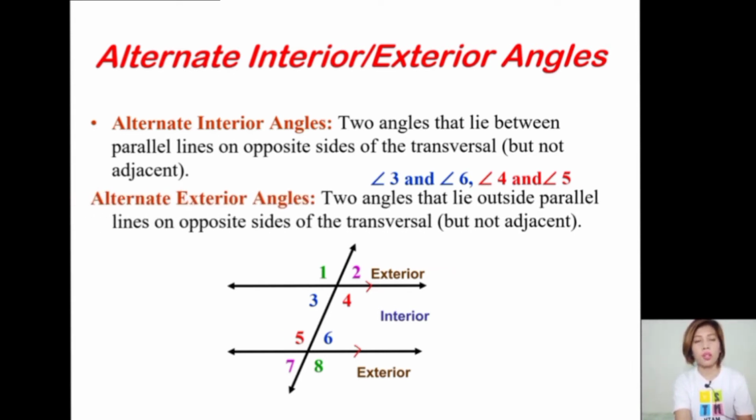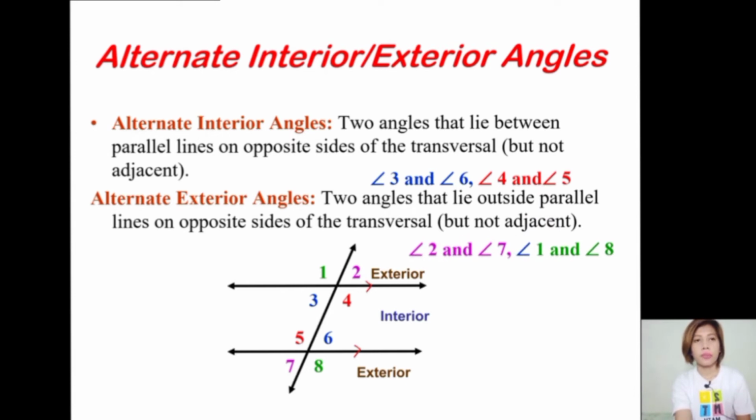So, next is alternate exterior angles. So, ito naman po, two angles that lie outside the line. Pero dito kasi parallel lines yung example ko. So, yan po yung mga angles that lie outside parallel lines. And then, magkaiba ulit ng side ng transversal. At saka, dapat hindi magkadikit. So, in this diagram, the alternate exterior angles are angles 2 and 7, and then angles 1 and 8.